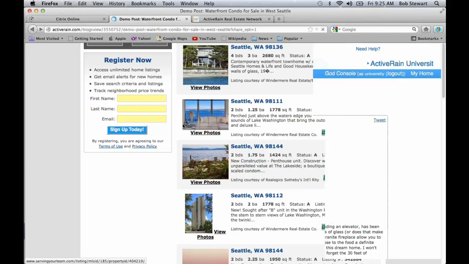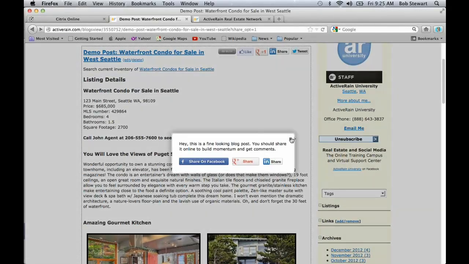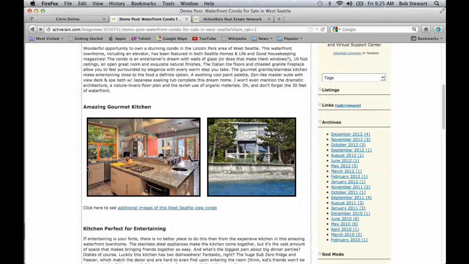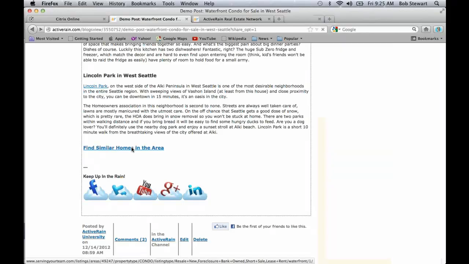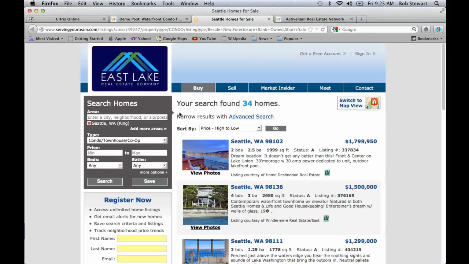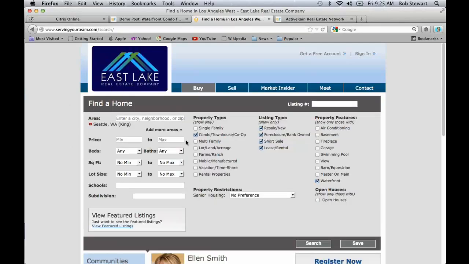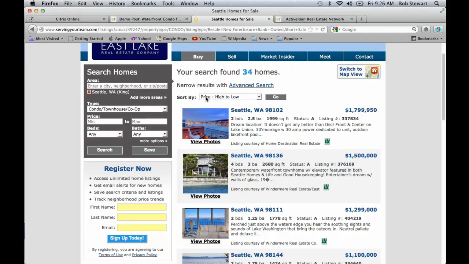The same thing's going to be happening for this link down here at the bottom, find similar homes in the area. I'm going to have it landing on an exact page. I'm not going to land them on the home search page and make them try to figure out what's a similar home in this area. I've already performed the search for them for condos in Seattle that are on the water. This is going to be the page that I link to, these 34 condos on the water in Seattle.